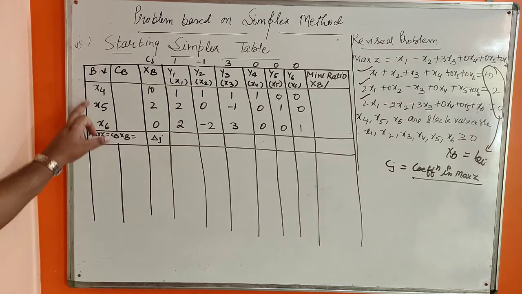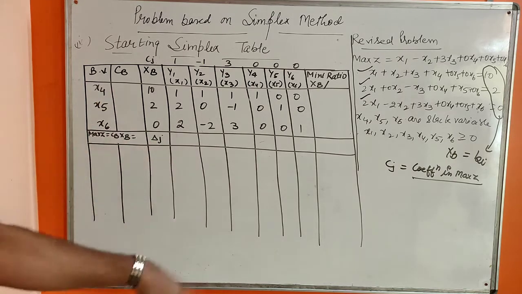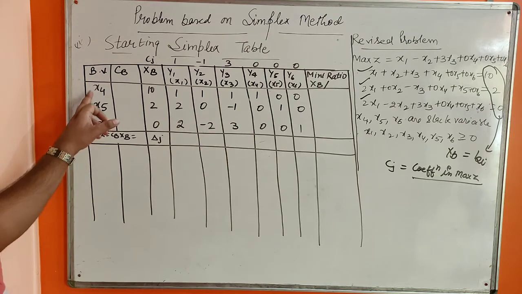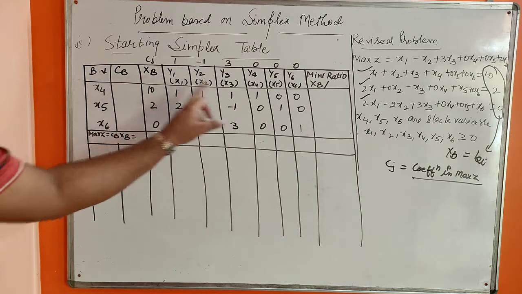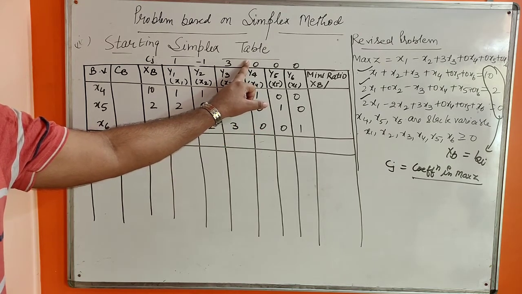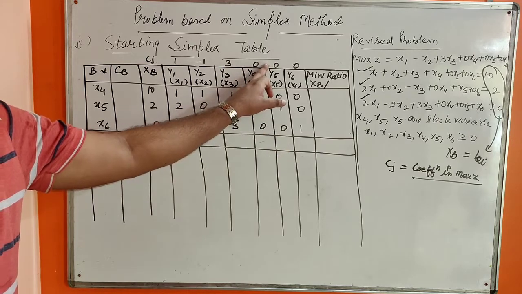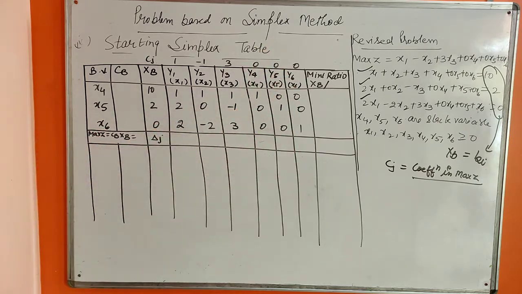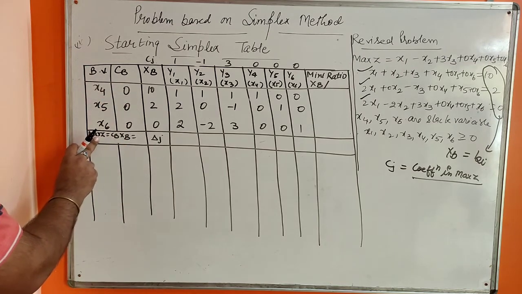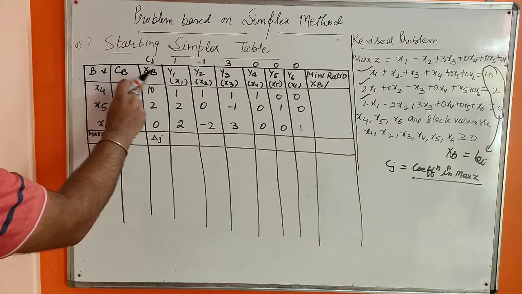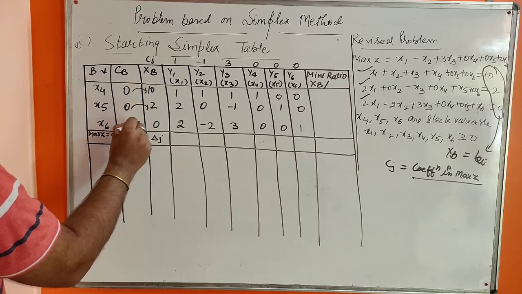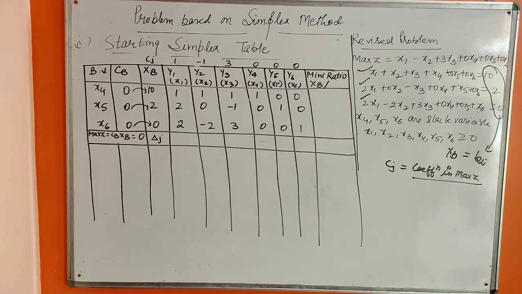So the basic variables are x4, x5 and x6, and the objective function is max z, and the cost is written here. So the cost of this particular basic variable x4, written on the above side of x4, what is the cost? 0. Same as the cost of x5 is also 0 and the cost of x6 is also 0. So 0, 0, 0. And this max z is equal to Cv into xb, that is the product of these two columns, plus this plus this. So the entire product will become 0.